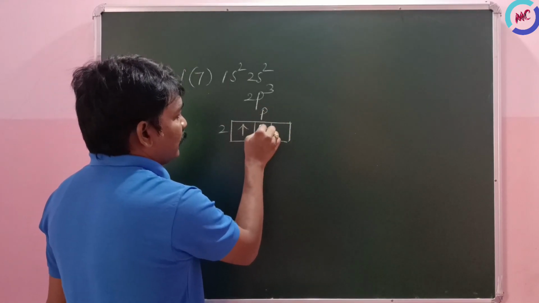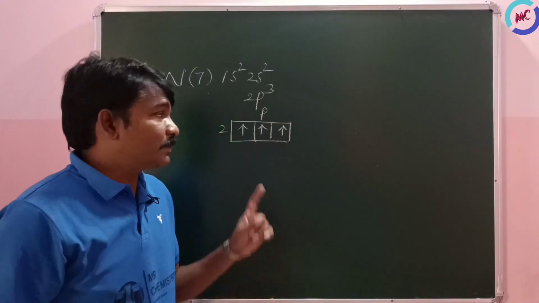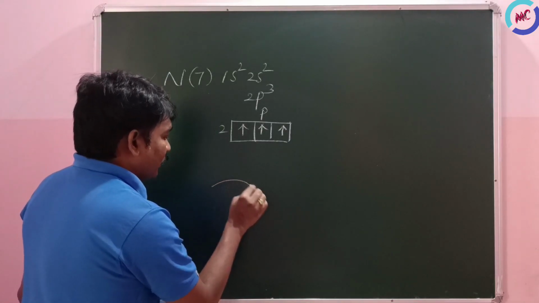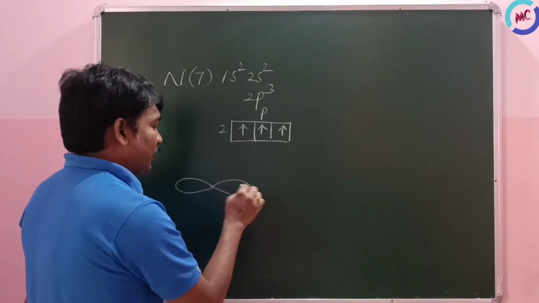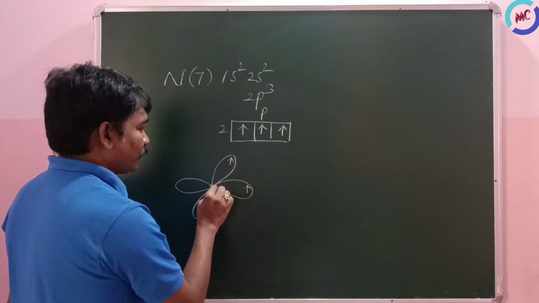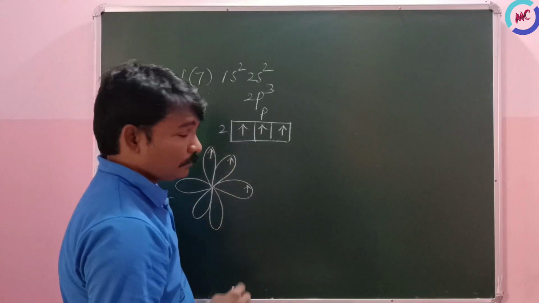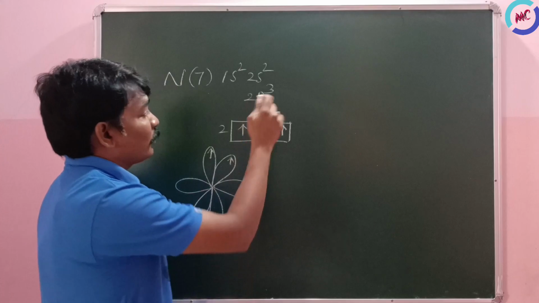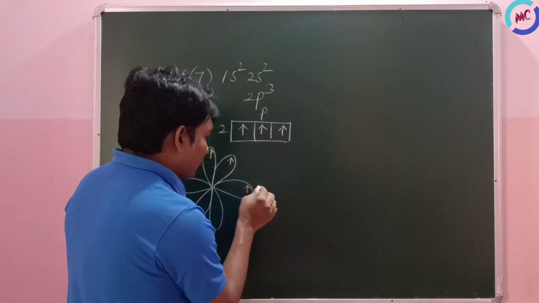See here, there are 3 unpaired electrons. We have to write according to Hund's rule. There are 3 unpaired electrons, and each unpaired electron is present in each p orbital. Now I will write one more nitrogen, which has the same configuration, and I will draw it directly.